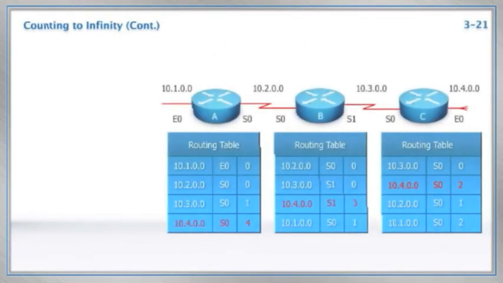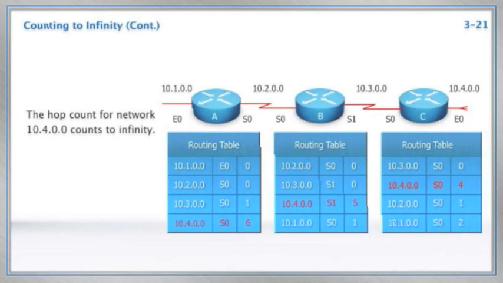Oh boy, you see where this is going. A updates B, B updates C, and they're all thinking that 10.4 is available, and they are all incrementing the hop count to get to that particular network destination.